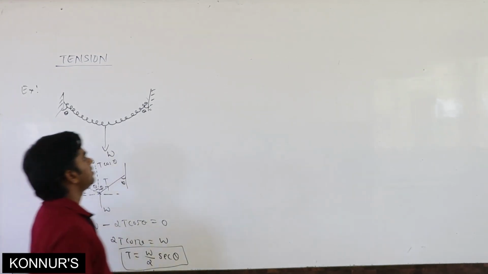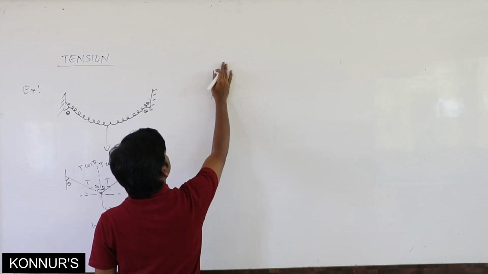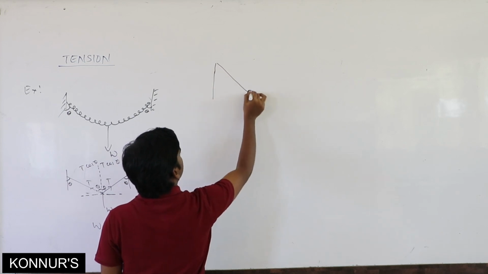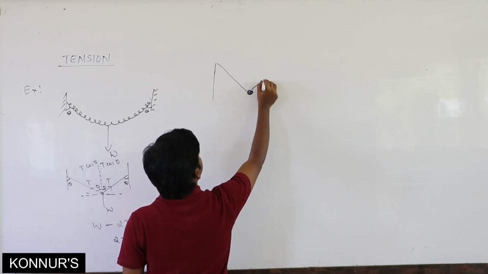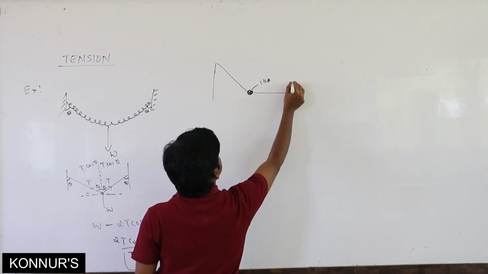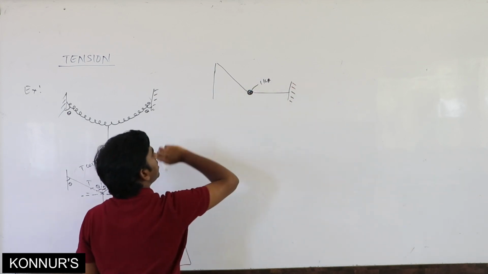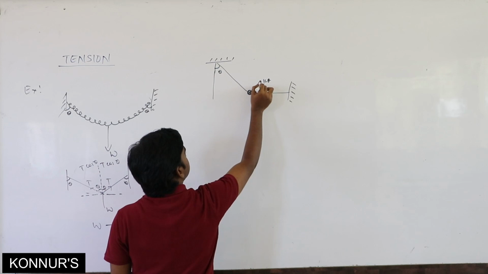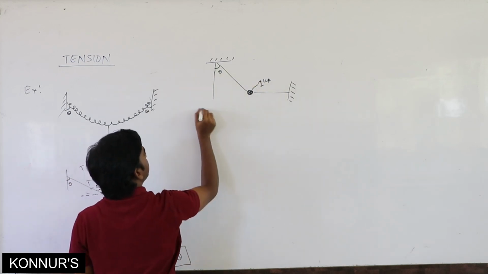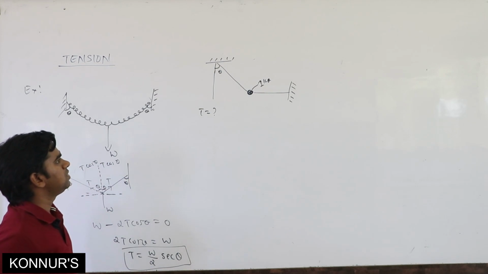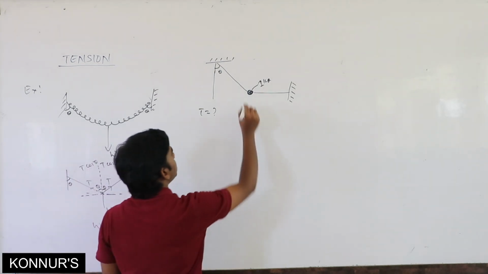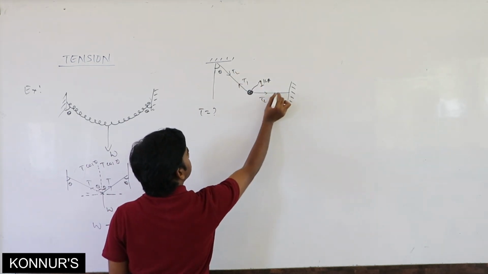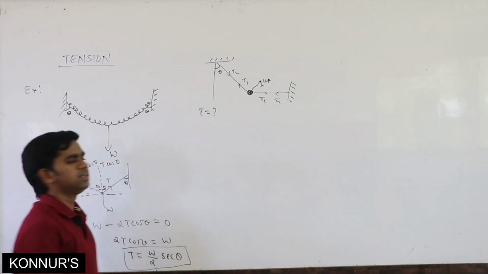Or suppose a string is connected like this to a rigid support, and a ball with 1 kg mass is connected here, and another string is connected in this direction. It is making some angle theta here. So its mass is 1 kg. If we want to find T now, how can we do this? Here there is tension T1, and here tension T2. We have to find both T1 and T2.